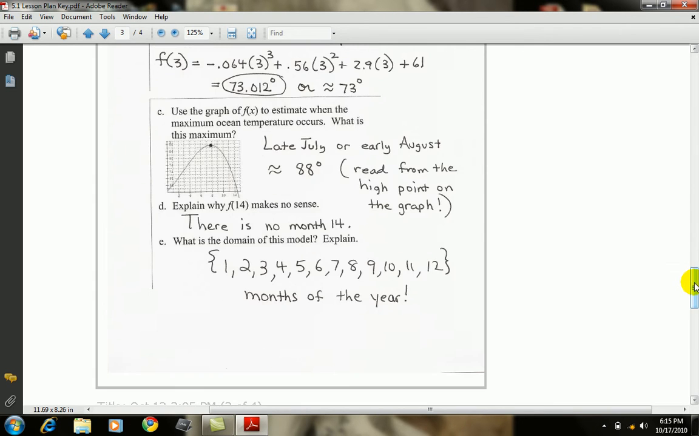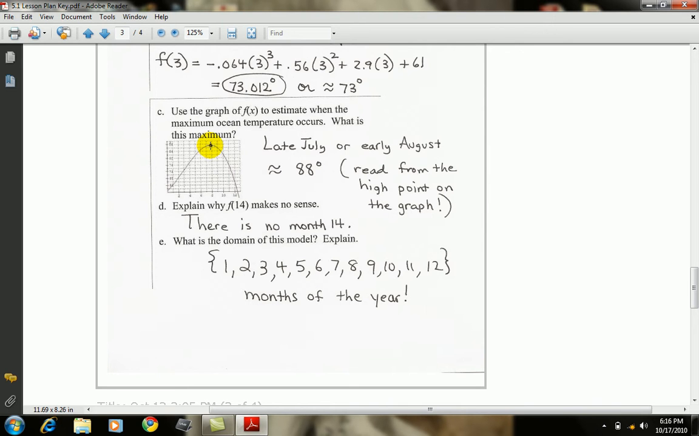Now, part C of this problem. Use the graph that I've given you to estimate when the maximum ocean temperature occurs and what the maximum is. Now, I drew the graph for you on my graphing calculator and I downloaded it into these lesson plan notes. So you're not going to have to worry about graphing something this ugly. Worry about knowing how to read it. When I ask you where the maximum of a graph is, what does maximum mean? It means the largest output. And that is going to occur at the tippy top of the graph. The very top of the graph is where the largest y value is going to be.